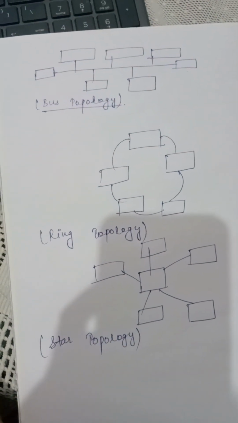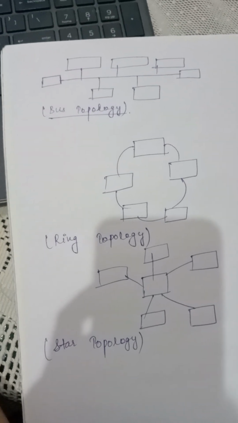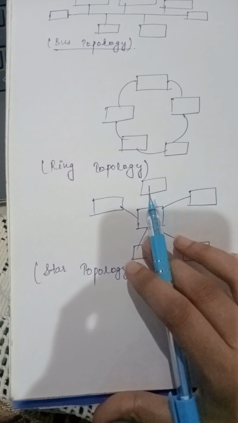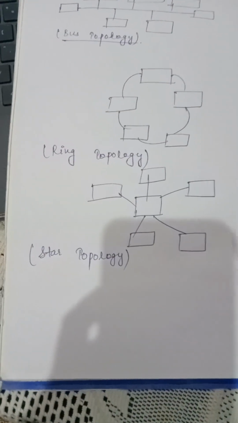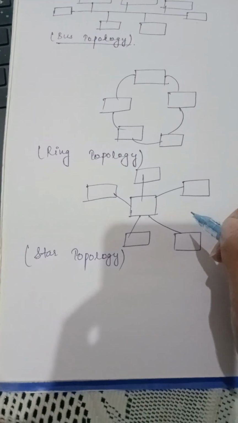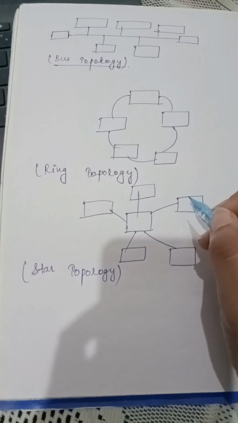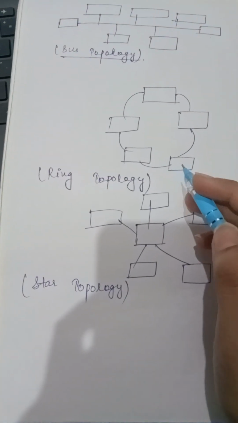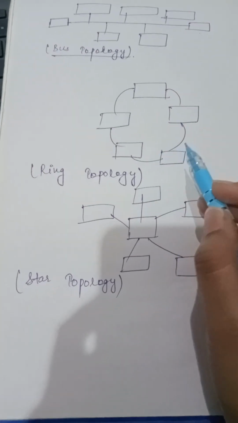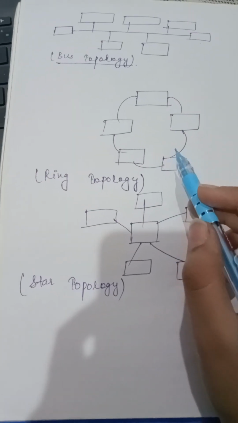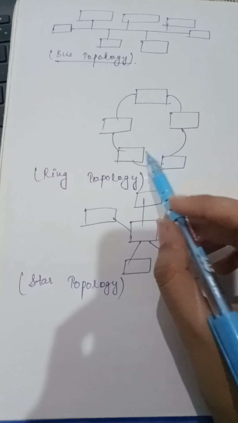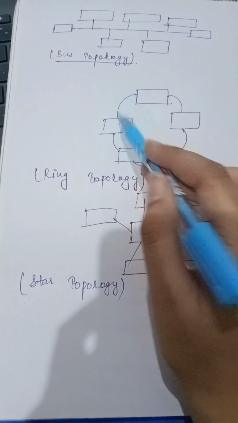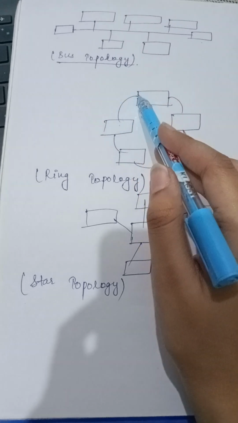Okay. So the second type of topology that we are studying is the ring topology. What happens in ring topology is, in this arrangement the devices are connected in a closed loop setup wherein the last device connects to the first device. So this is the last, suppose, then it connects to the first.